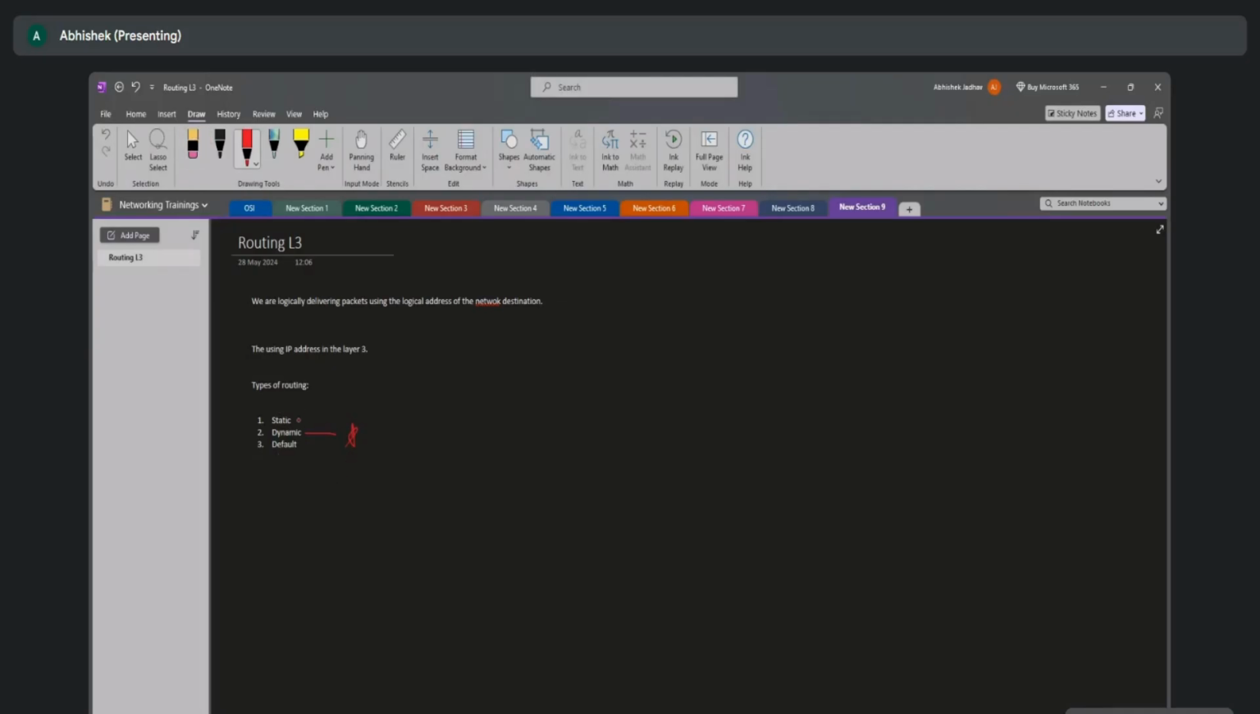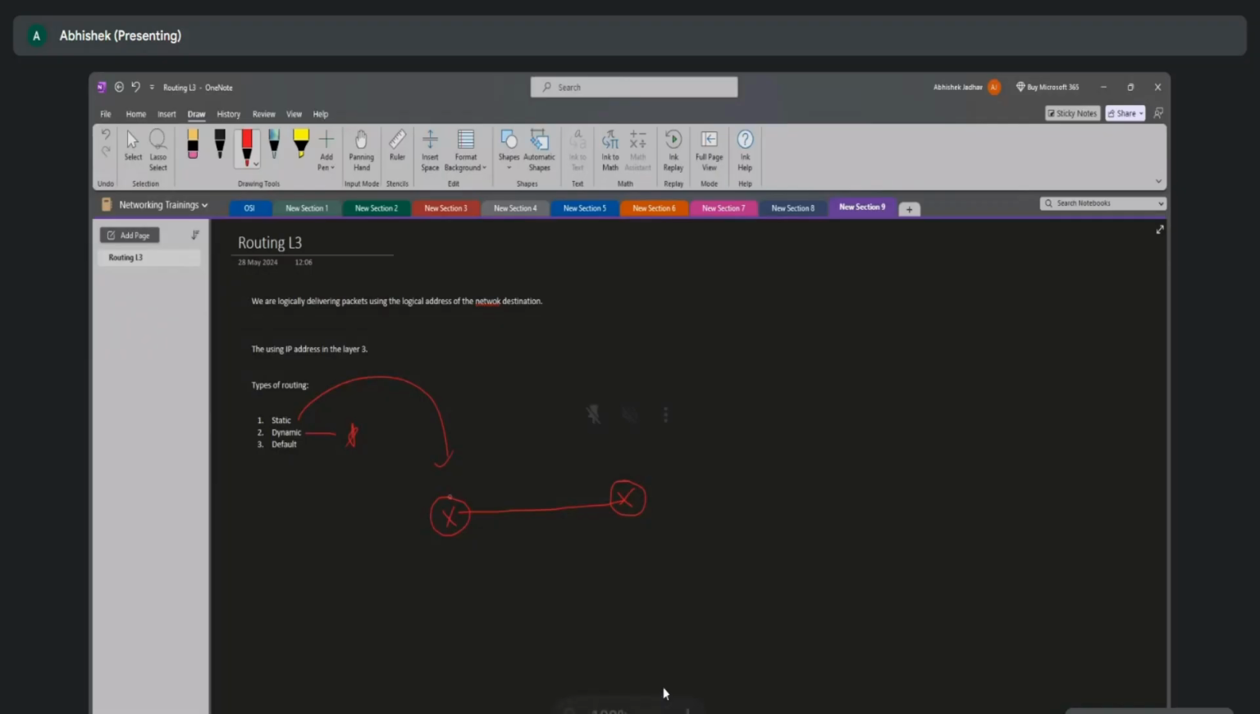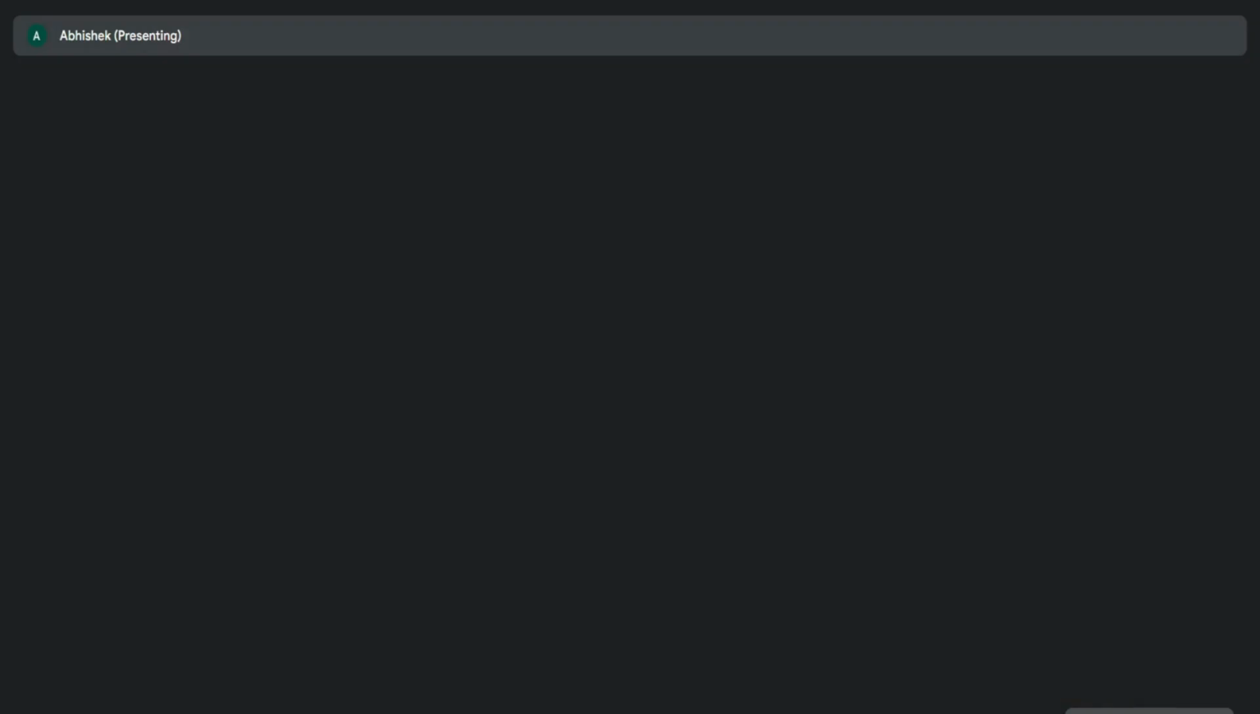What is static routing? Static routing is nothing but we are routing the packets, or we are configuring the routers, right, manually. We are configuring the routers manually and informing the router that the next hop for this router is this particular router. So let's assume there are some four routers in this network, right?